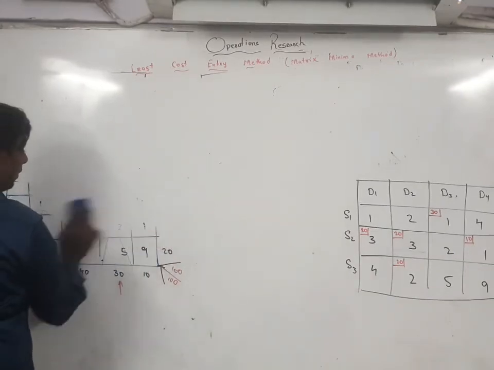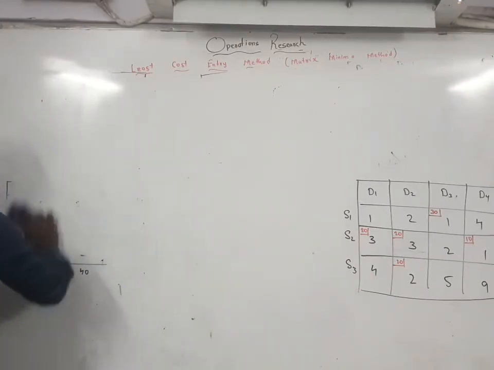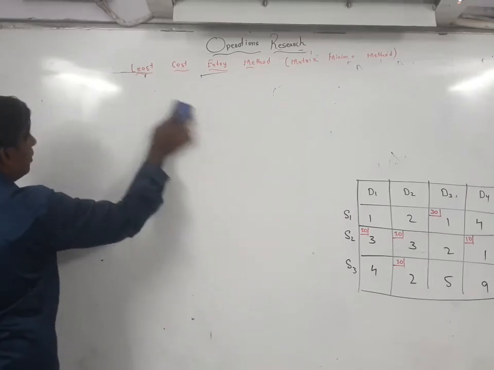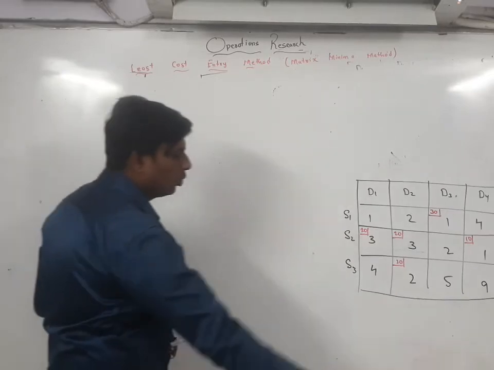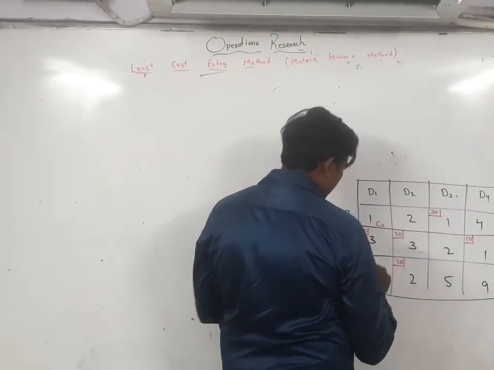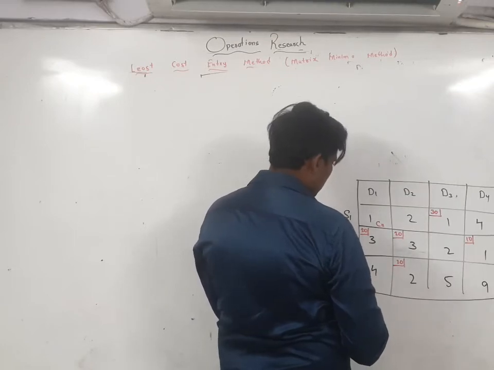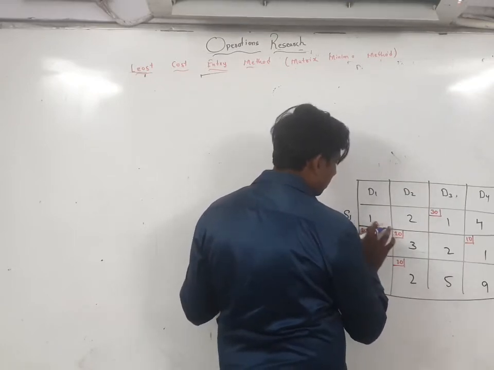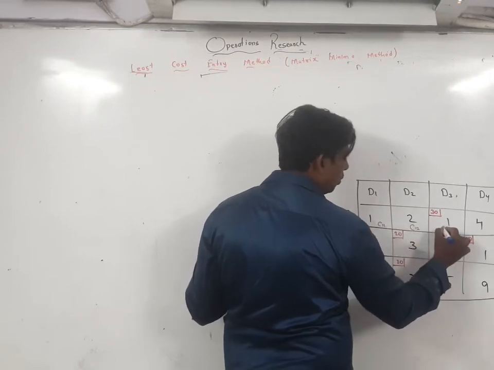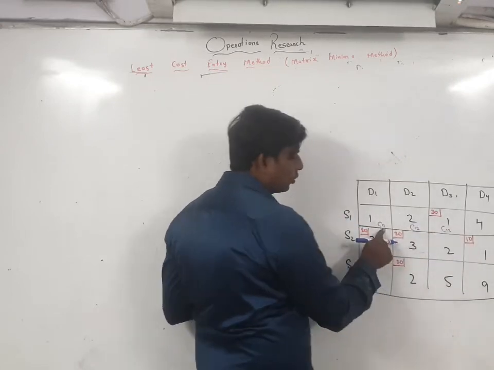Before going for the tabular form, you have to locate the cells. How to locate them? You can write C11, C12. First row, first column.